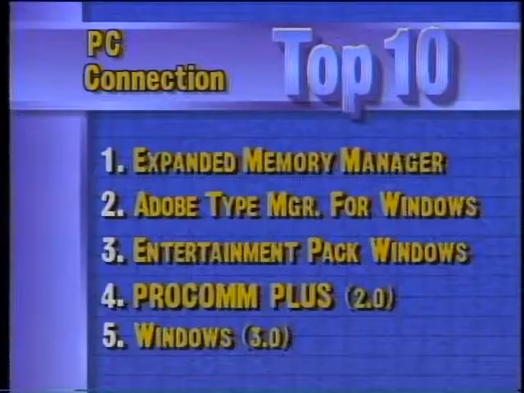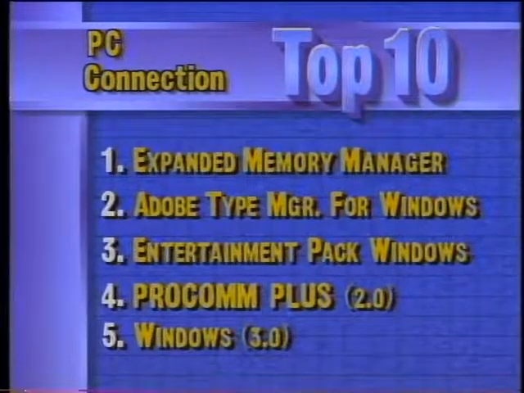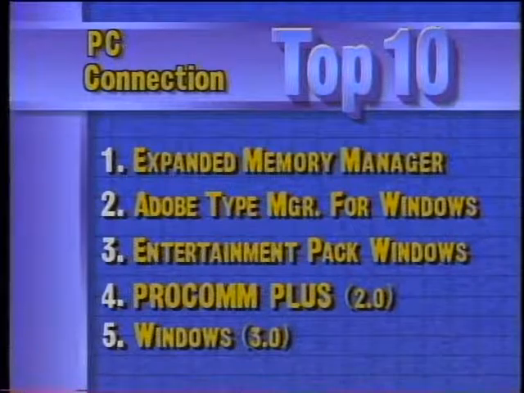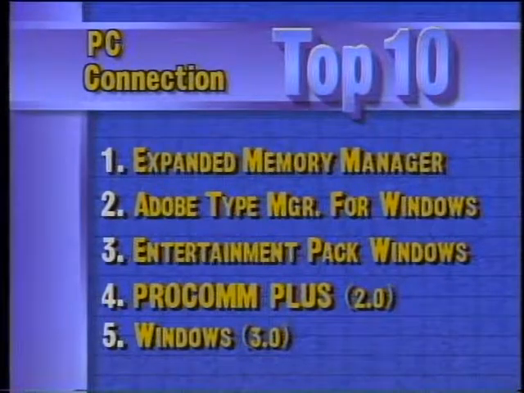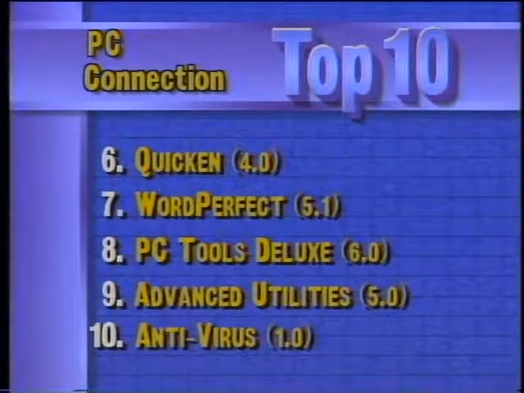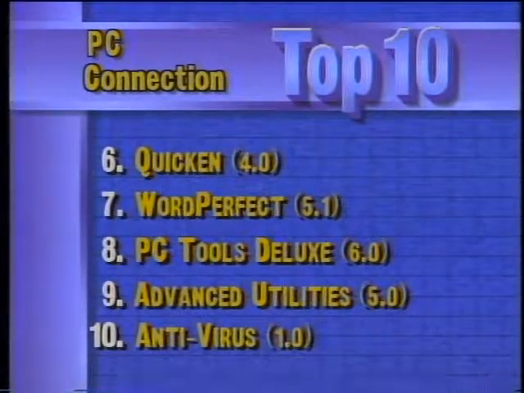Taking a look at this week's top 10 software titles for the PC, PC Connection reports that Expanded Memory Manager is in the number one position with Adobe Type Manager for Windows in second. Third is Entertainment Pack for Windows, followed by Procom Plus. Windows 3.0 is in 5th place. Rounding out the top 10 PC titles are Quicken, WordPerfect 5.1, PC Tools Deluxe, Advanced Utilities, and Antivirus.